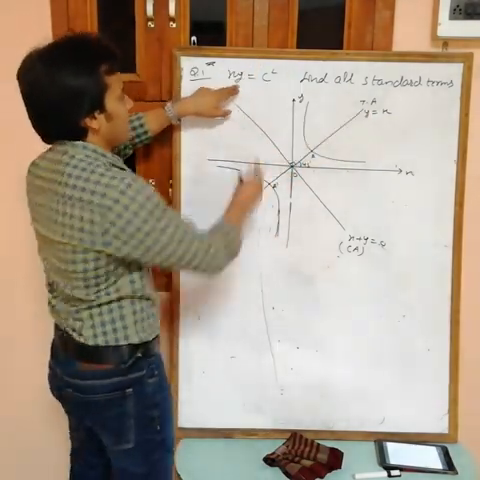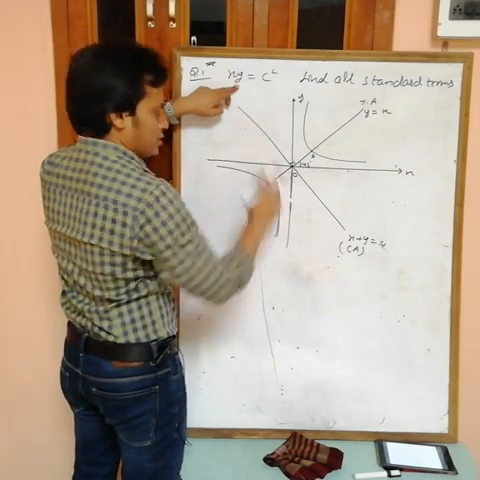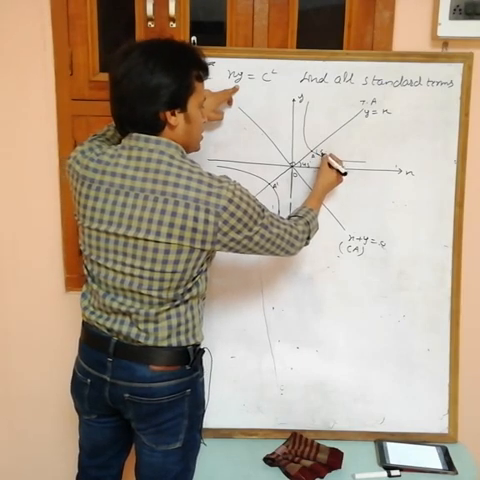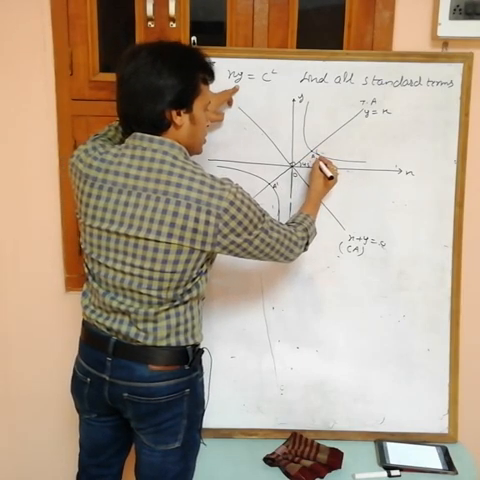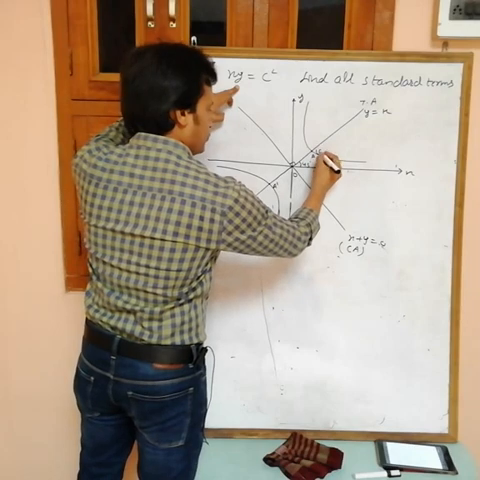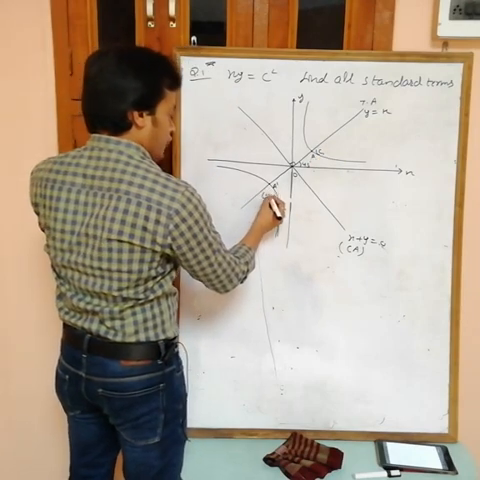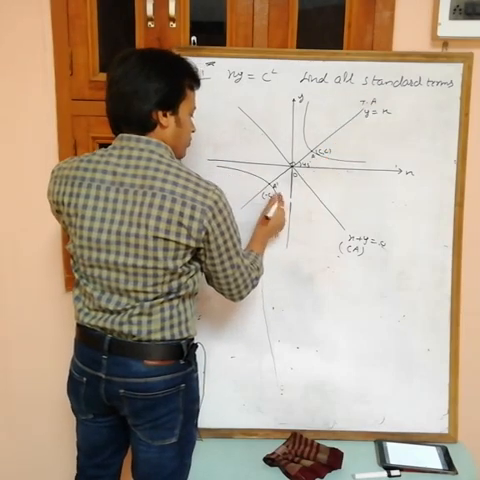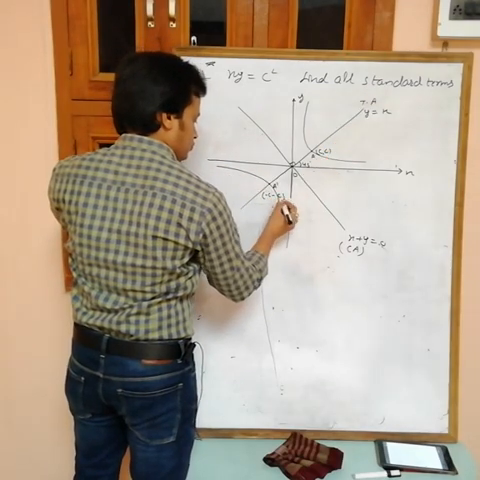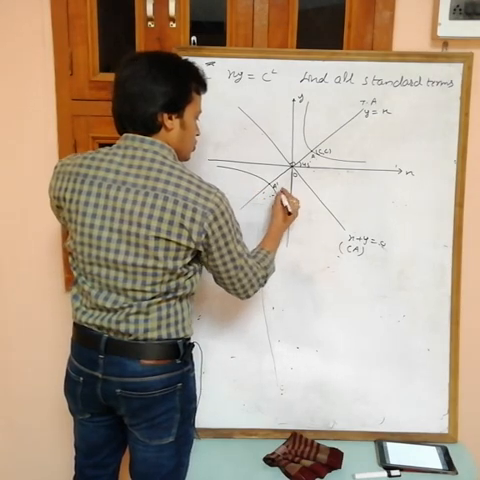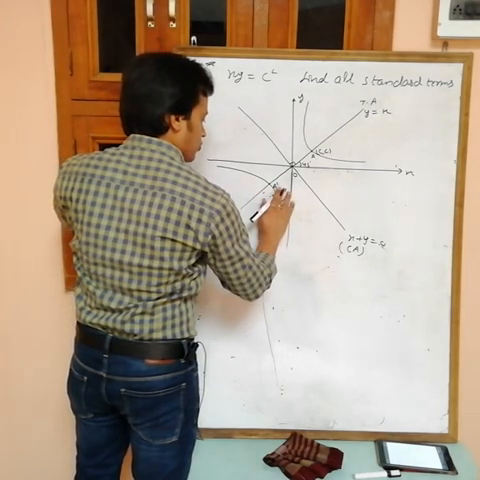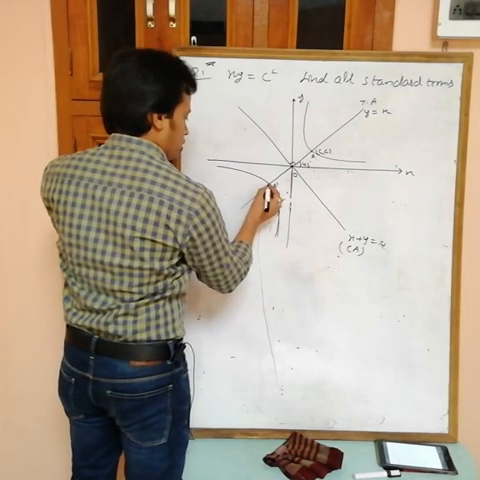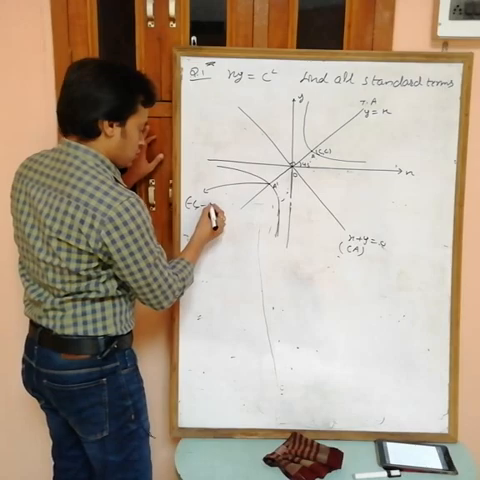Okay, so put y equals x. If you put y equals x, what are we getting? x square equals c square, then x equals plus minus c. Plus c for this A, and minus c for this one. If you put plus c in this one, then also we will get c and minus c. A dash is minus c comma minus c.